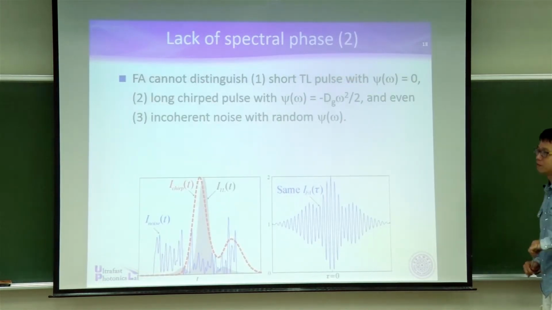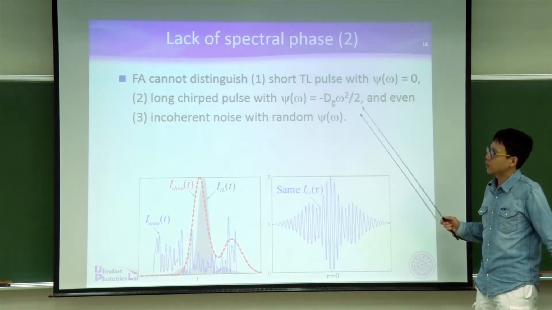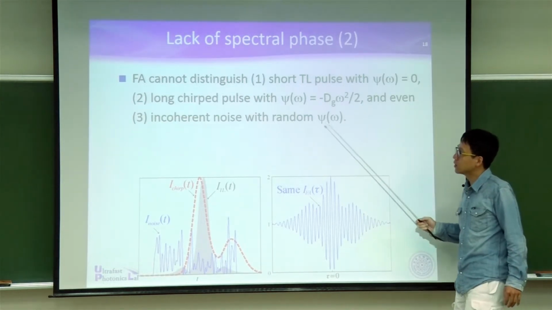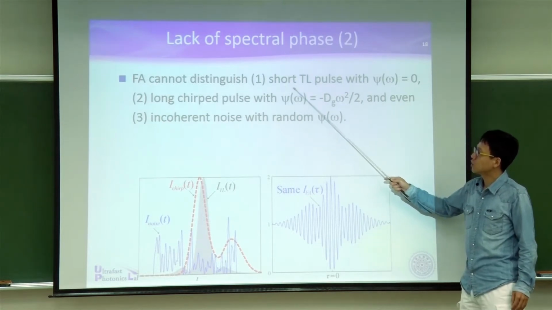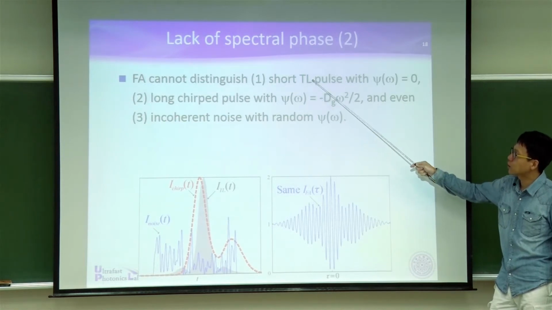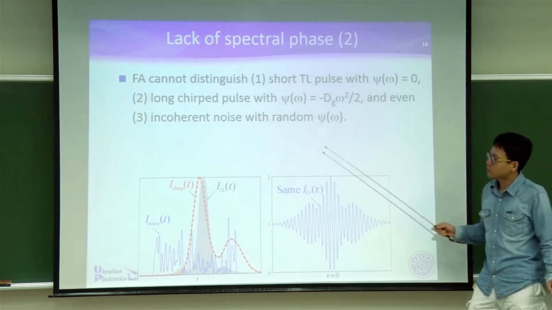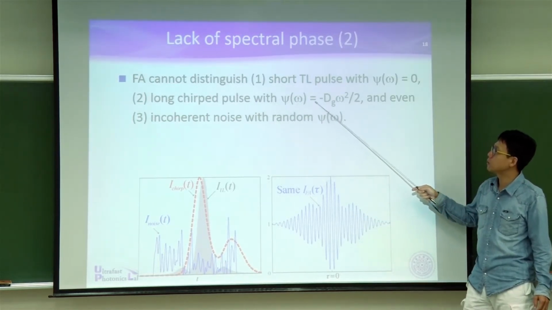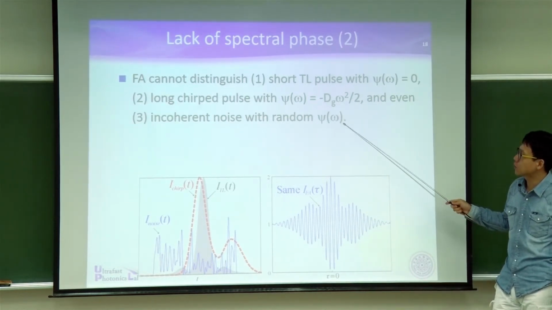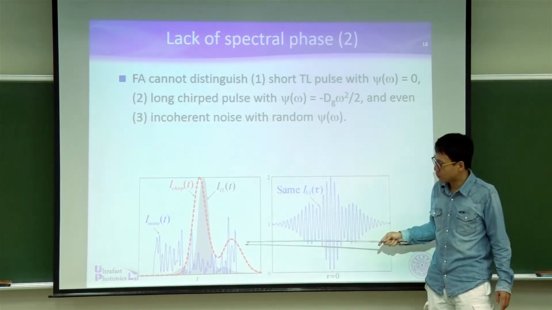So here is a pretty striking piece of information. Since field autocorrelation does not give you any spectral phase information, it means it cannot distinguish 3 different types of pulses. Type 1 is a short transform limited pulse with constant spectral phase. Type 2 is a long chirped pulse with maybe a quadratic spectral phase. Type 3 is incoherent noise with random spectral phase.